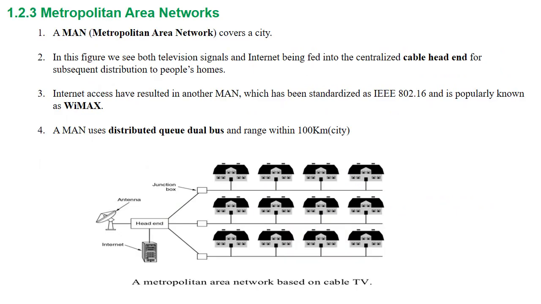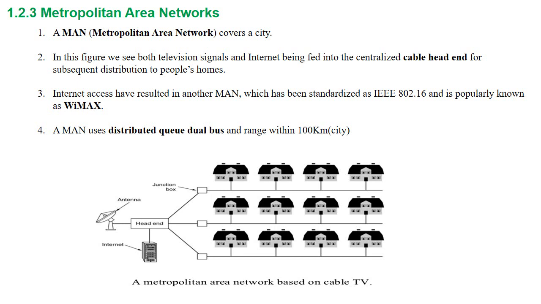So far we have studied two different networks. What are they? Do you remember? Yes, personal area network, and the next one is the local area network. Now we are going to study the third type, which is the metropolitan area network. As we already studied, it is going to cover a city.